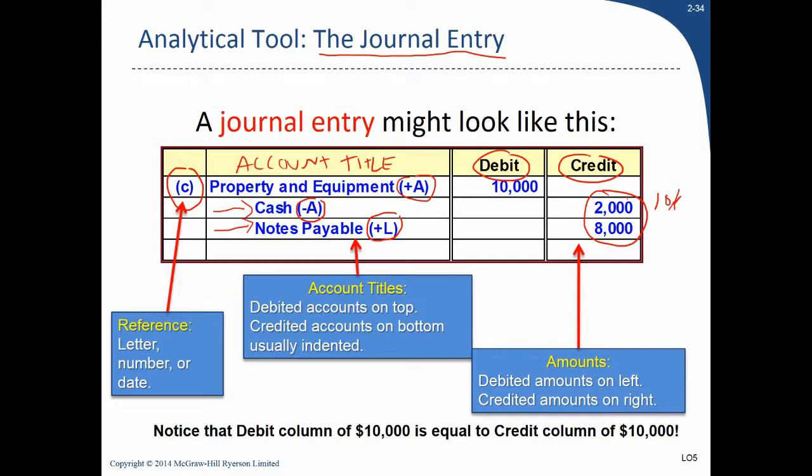Account titles, you do not need to put an account number. I will give you the account titles, or you should know them, and just use that account title, just the word.